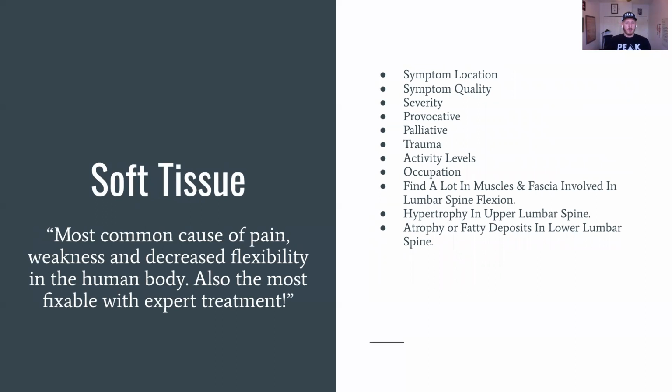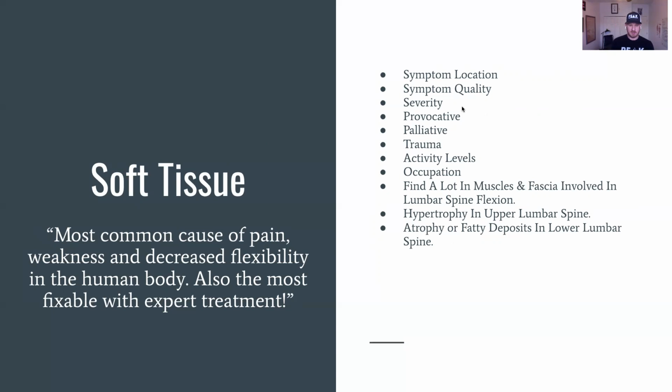Soft tissue, my favorite. It's the most common cause of pain, weakness, and decreased flexibility in the human body. It's also the most fixable with expert treatment. That's what we teach in the PEAK method, which is finding and fixing scar tissue and restoring range of motion. This is a very long list. So where they feel the pain is definitely a factor. What it feels like, a lot of times they'll say it's tight, hard to move, tension.